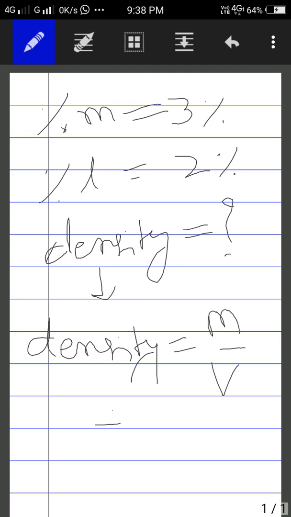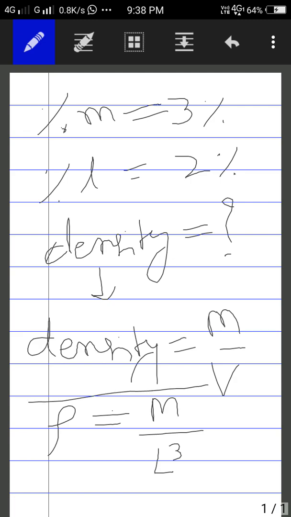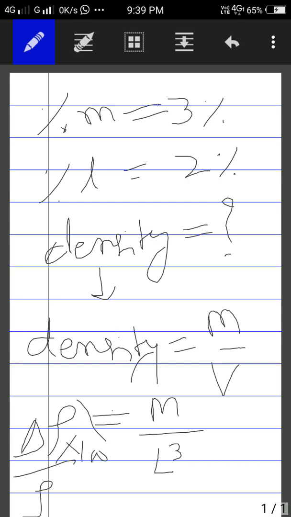Mass by volume. Volume means length into length into length, that means L cube, right? So ultimately we have the formula density as mass upon L cube. Now this formula is very important, because on this basis we would be able to find out the percentage error, right? So we will write it like that: del rho by rho into 100. This is our question to find, del rho by rho into 100.